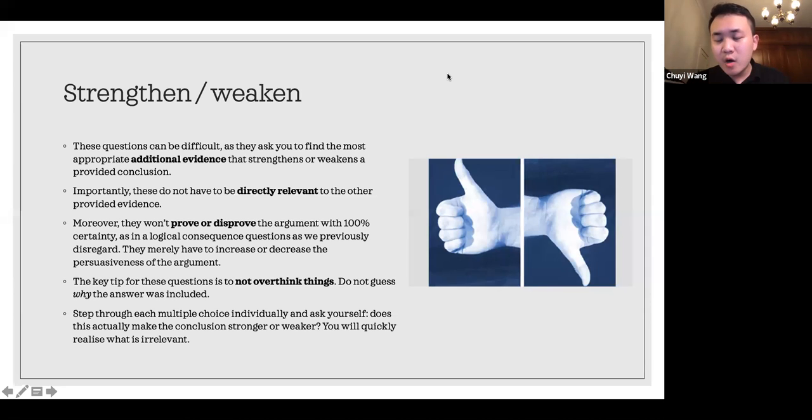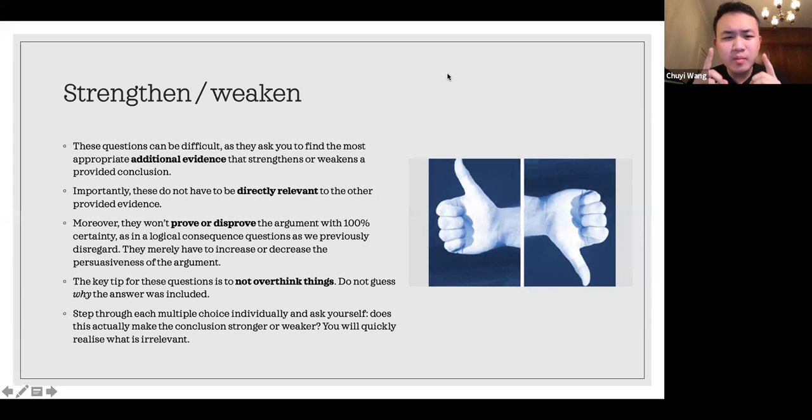First off, how do we know it's a strengthen or weaken question? They will use the words strengthen or weaken in the question. So the question will say something like, which of the following strengthens or weakens this person's argument? What is it asking us to do? Essentially, the person in the question will make an argument and come to a conclusion. So they'll give you both the evidence and the conclusion in the question.